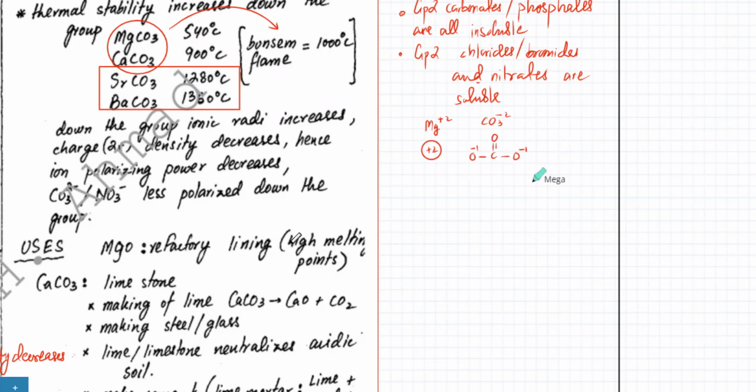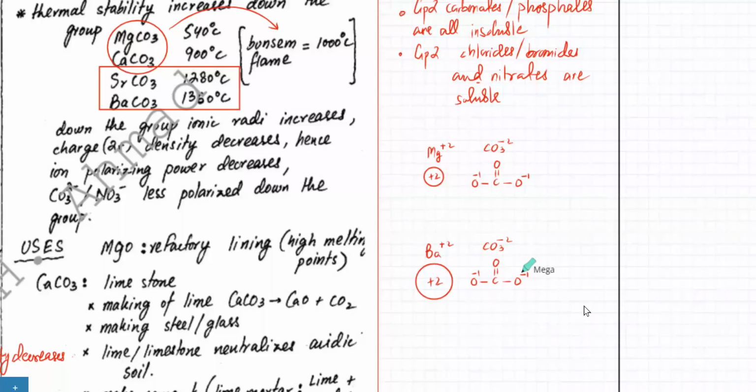Now, if I draw barium carbonate, the only difference is that barium is going to be a bigger ion. So underneath this, let's make this Ba, and it's +2, and this ion size would be a lot bigger. That's the main difference. So I've got magnesium carbonate and barium carbonate, and as I move down the group, the size of the ion increases. That's the only difference. What is stated here is that barium carbonate is a lot harder to decompose, and magnesium carbonate is easier to decompose.